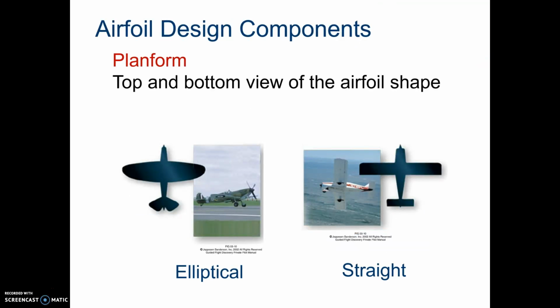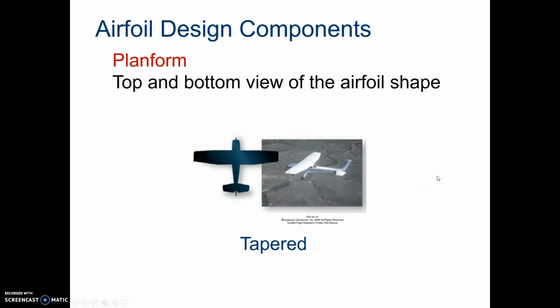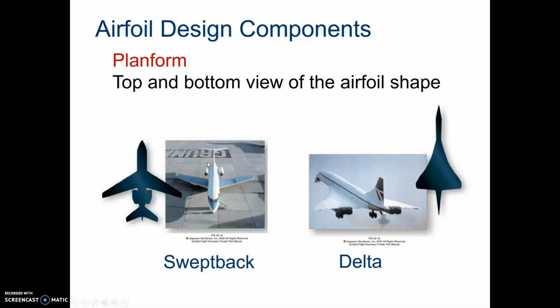And then some different shapes of wings. Top and bottom view of the airfoil shape. On the left one, you have the elliptical shape. So you have that kind of shape right there. You have straight. The little front leading edges or corners are rounded, but everything else is pretty straight on that wing design. You have tapered. See, there's a slight taper in the leading edge, but a really big taper in the trailing edge. You have swept back. So those are swept back wings on this design here.